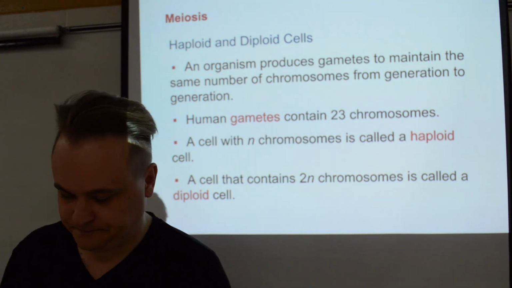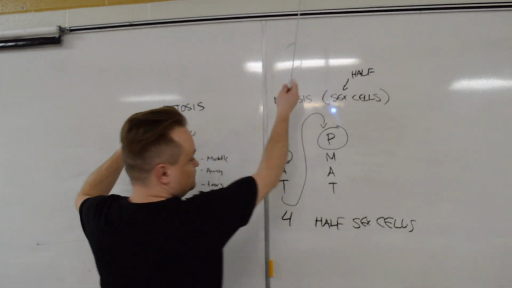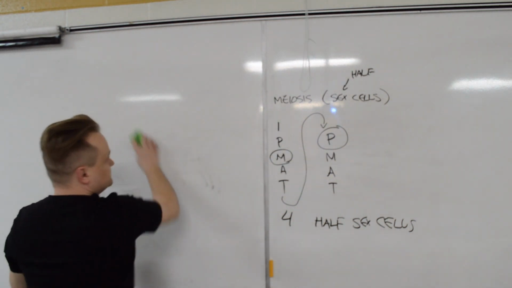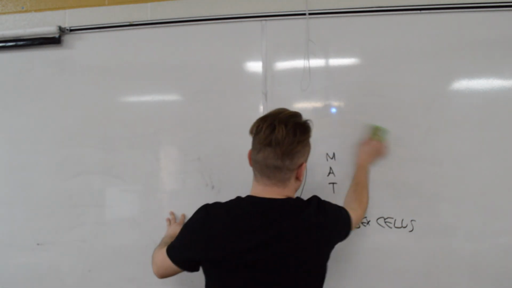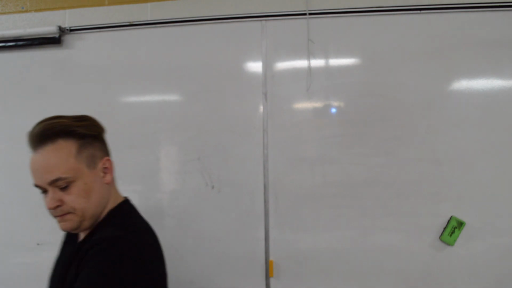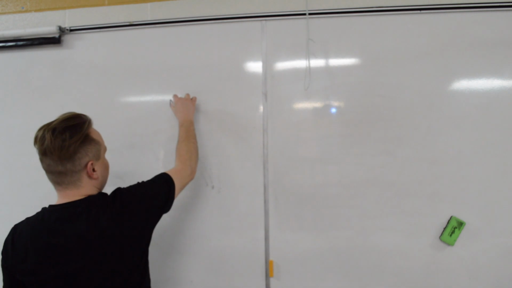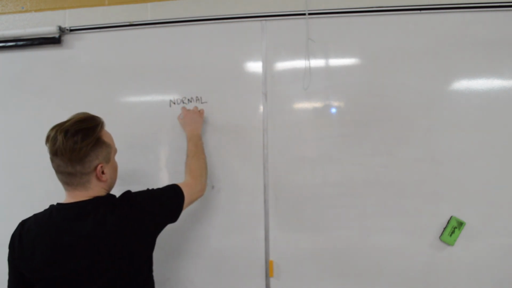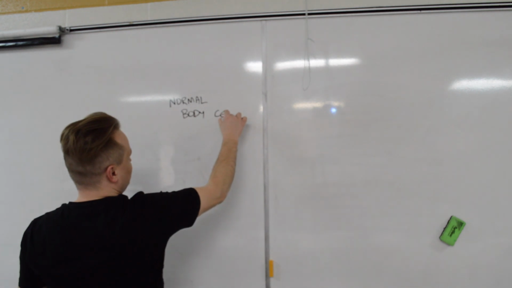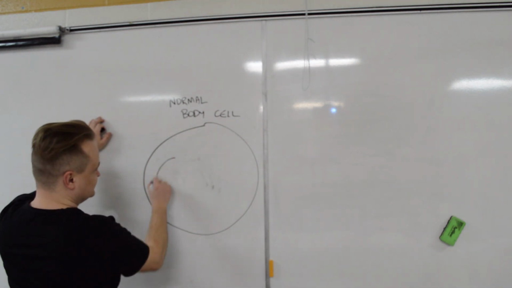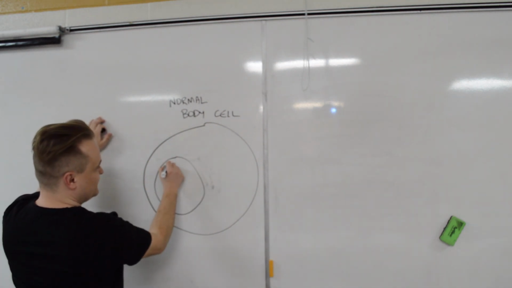Okay, wait, let's talk about this. This is a little confusing. I understand that. So what they're saying, if I can erase this quickly, is a normal body cell would have in its nucleus 23 pairs of chromosomes.